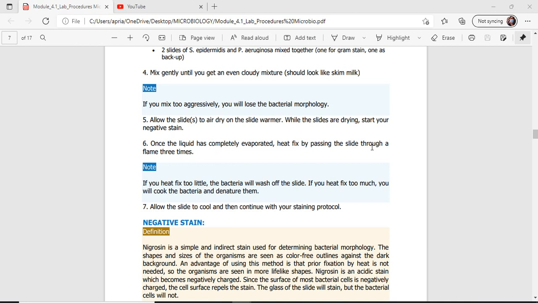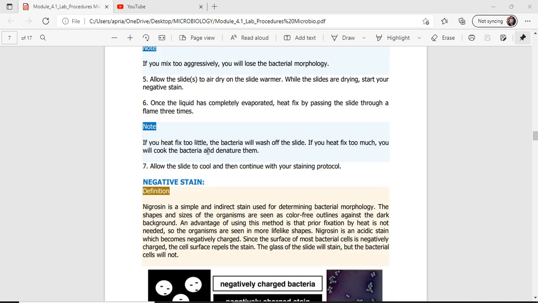times. If you heat too little, the bacteria will wash off the slide. Aside from killing the bacteria, it also makes your smear or emulsion stick to your glass slide. If you heat too much, you will cook the bacteria and denature them, meaning they will disappear completely. Allow the slide to cool and then continue with your staining protocols.